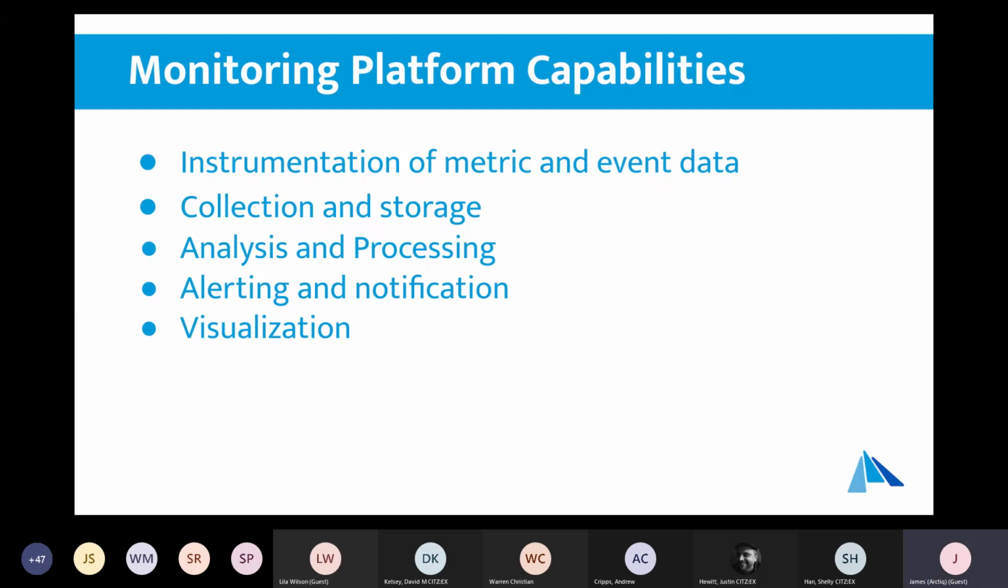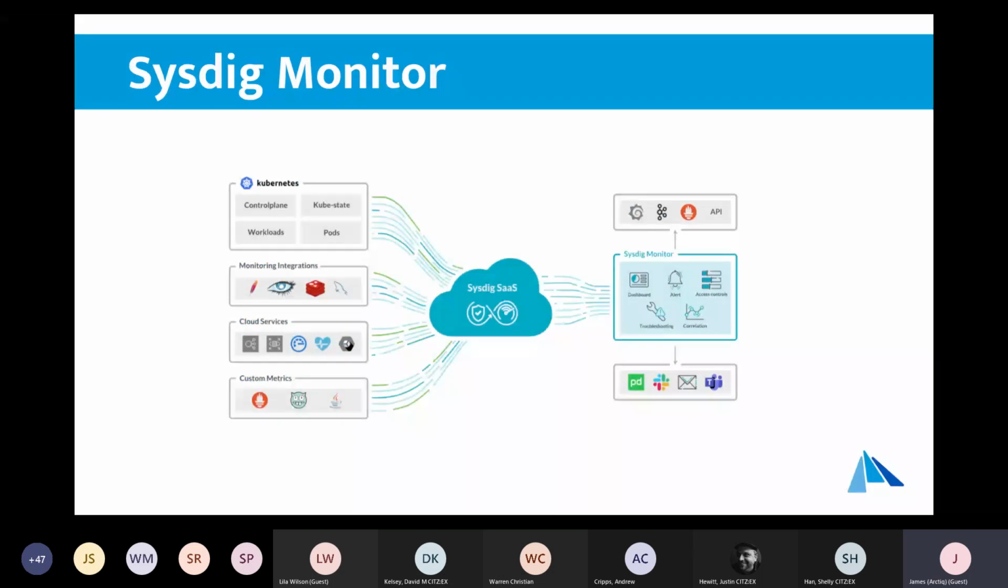So Sysdig Monitor is one of the platforms that's out there, and it's focused on collecting metrics and events from Kubernetes clusters and their workloads and doing visualizations and alerts on them. So it has a bunch of APIs and libraries to do that instrumentation and collection of those metrics from all those sources into the platform.